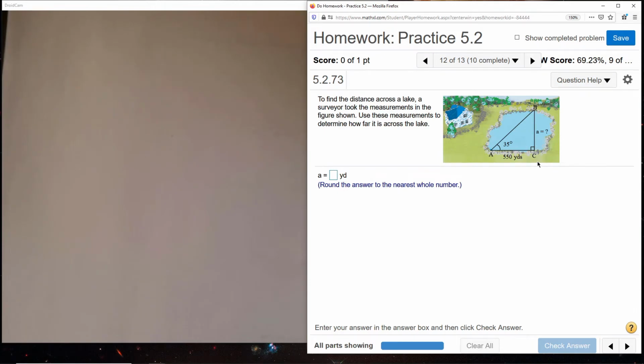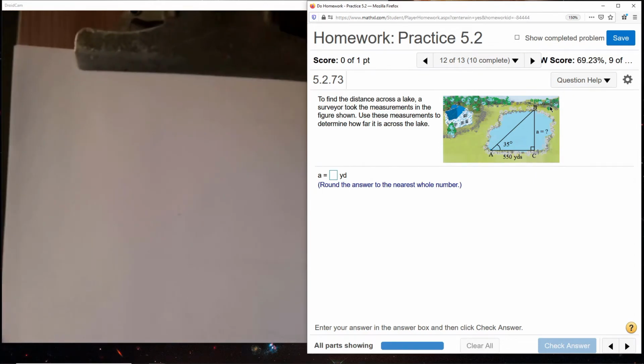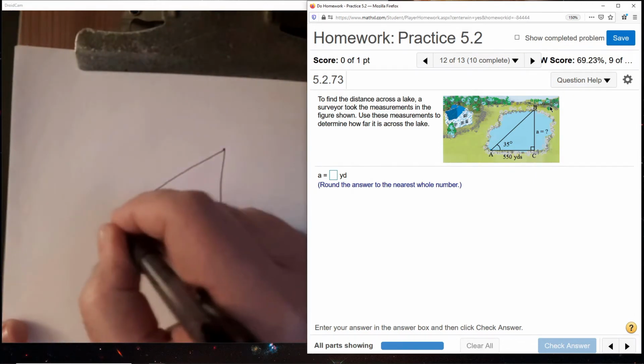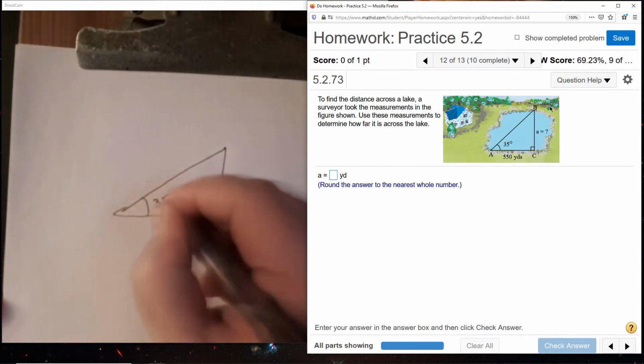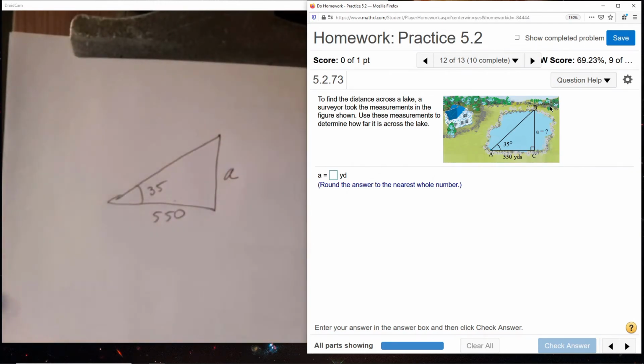Okay, so the surveyor went out there with their surveying tools and measured some angles. In other words, they stood at point A, used their device to measure a 35 degree angle, walked a distance to C to measure this distance. And now that we have this information, we can use some trig to figure out how far it is to this point B. So our triangle, 35, 550, and we're looking for A.